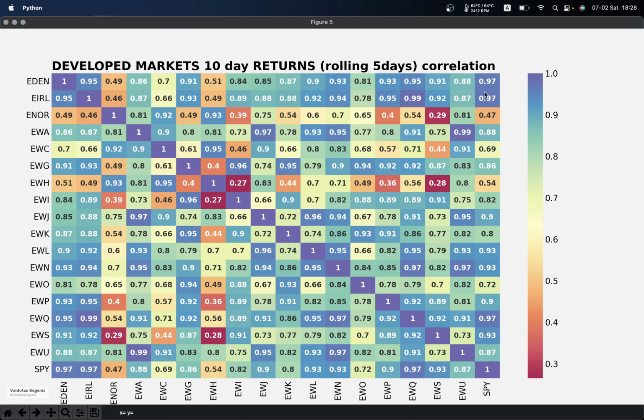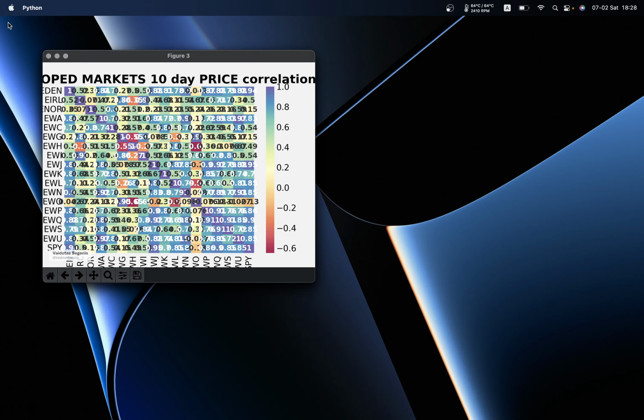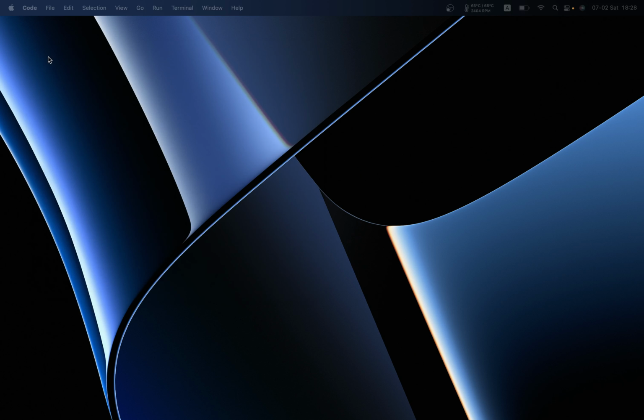I don't do macro predictions, but if I had to, I would say that inflation in the US will stay relatively high, of course, but it will not go up a lot from current values. Okay, so EWH 0.54, and of course 5 days. So let's try to do it quicker.